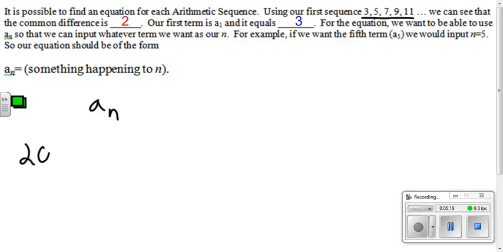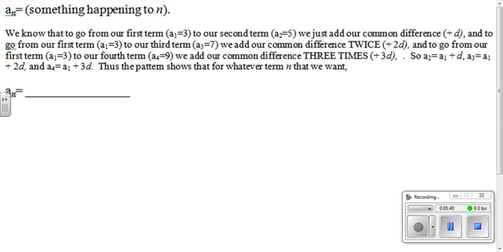So if we're looking for the 20th position, instead of counting all the way out 3, 5, 7, 9, 11, 13, 15, and continuing on and on and on, we could make a formula or an equation in this term. So it would be a sub n equals something that is continuously happening to n. So let's see exactly how we're going to find that.